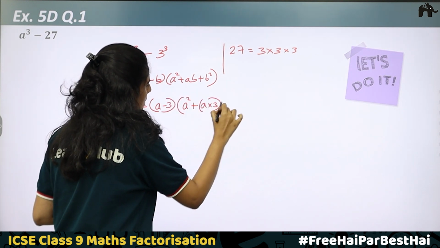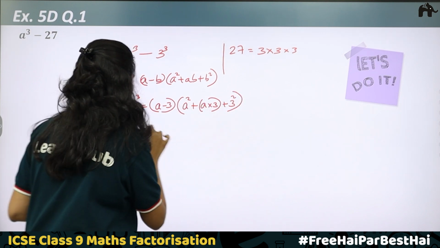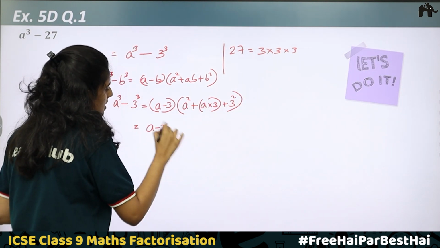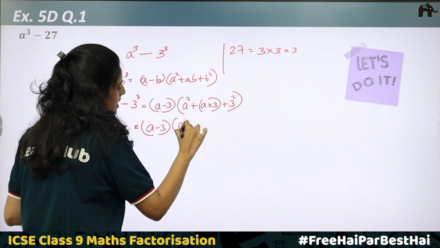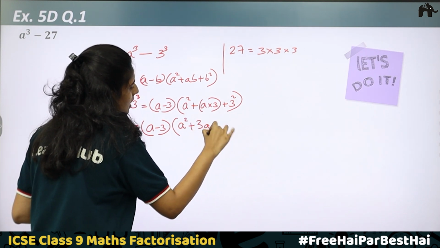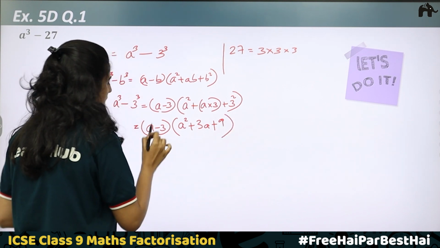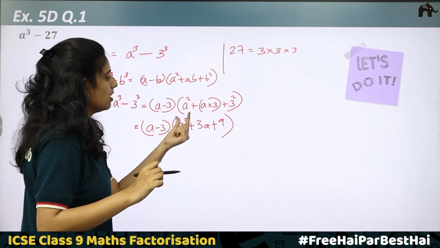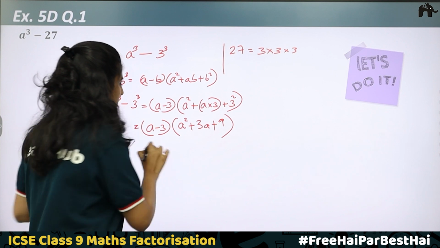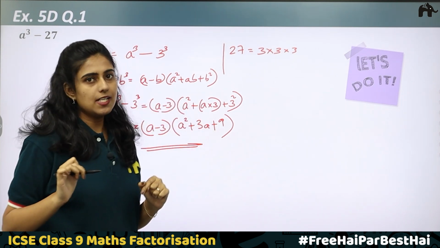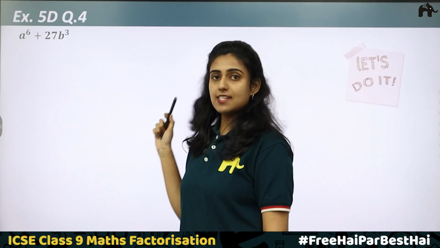into 3 plus 3 square, which is equal to a minus 3 into a square plus 3a plus, what is 3 square? 3 square is equal to 9. So the factors are a minus 3 and a square plus 3a plus 9. Clear? Understood? Question number 4 of exercise 5D.